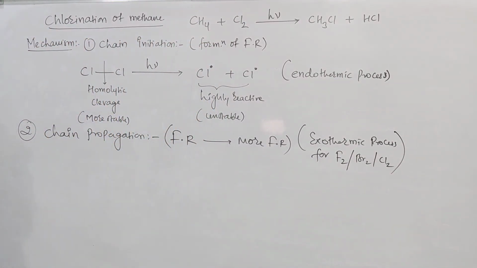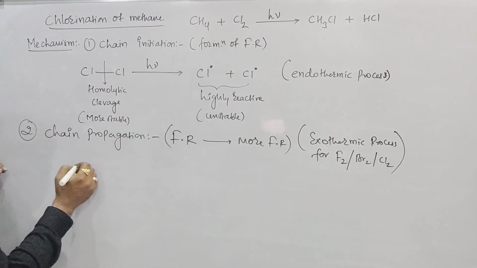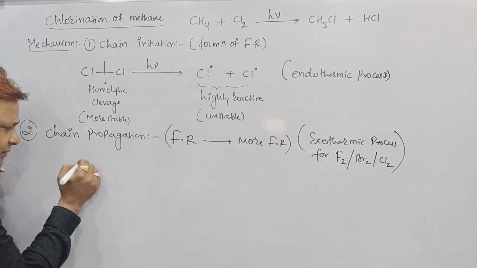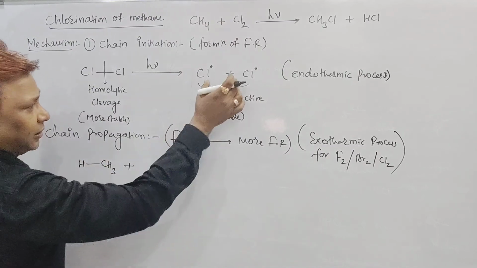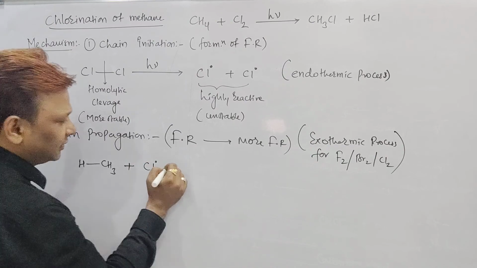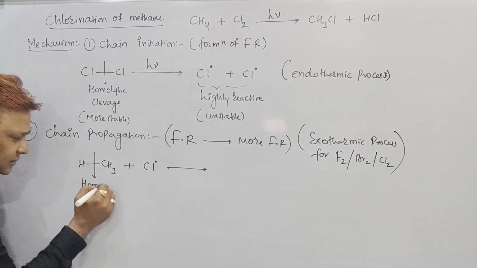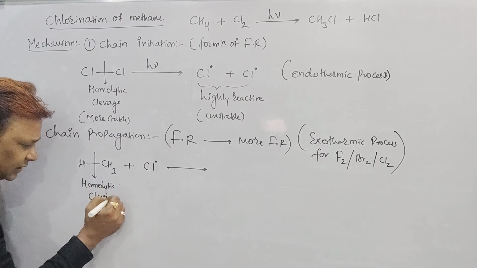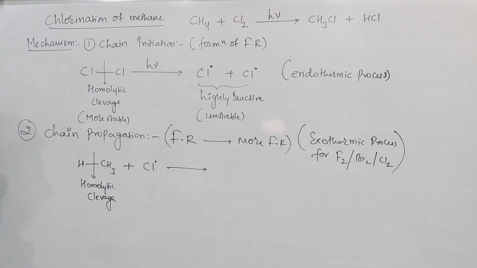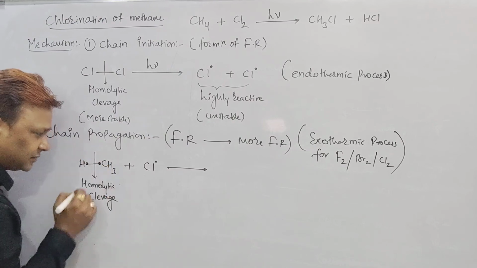Now we'll continue the example here. Chain propagation means we have methane. Can we write methane in this way? It is H bonded with CH3. Then one of the radicals comes here. Again, what happens here? Homolytic cleavage will take place. And due to this homolytic cleavage, what did we get? H radical and CH3 radical.